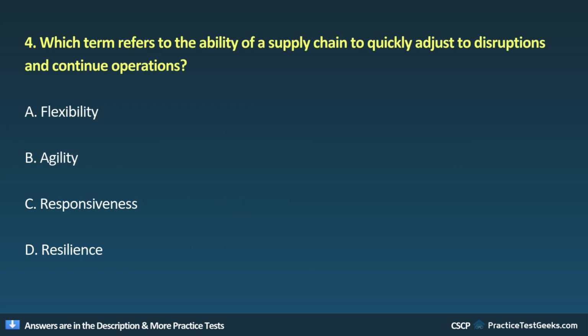4. Which term refers to the ability of a supply chain to quickly adjust to disruptions and continue operations? A. Flexibility. B. Agility. C. Responsiveness. D. Resilience.